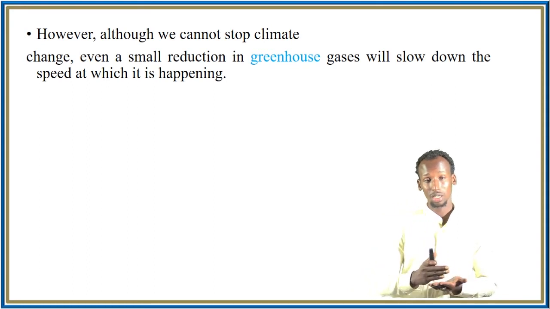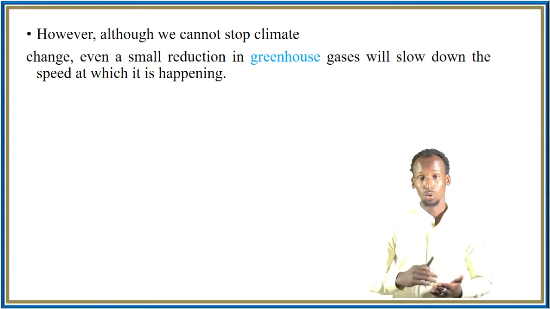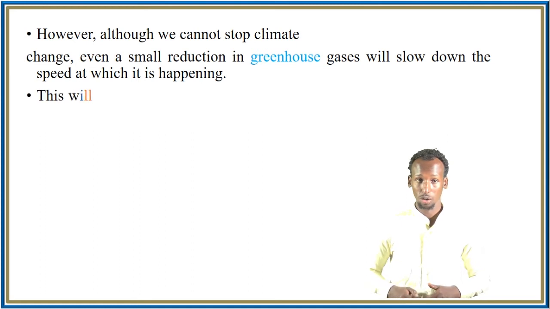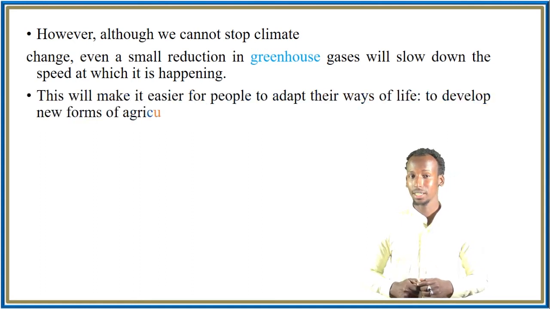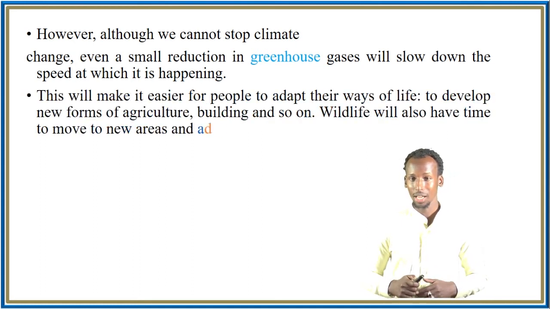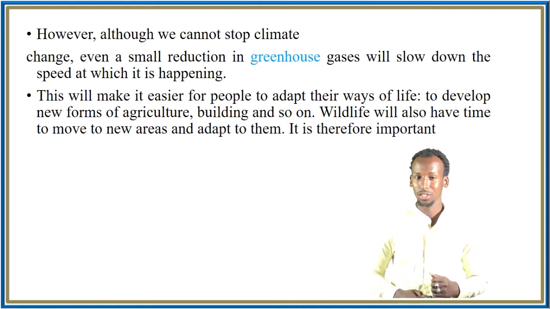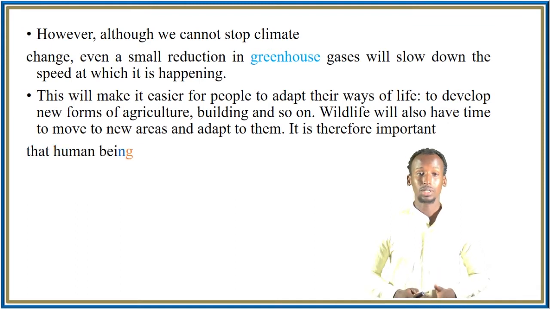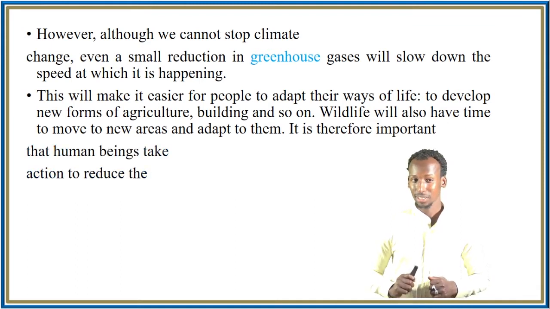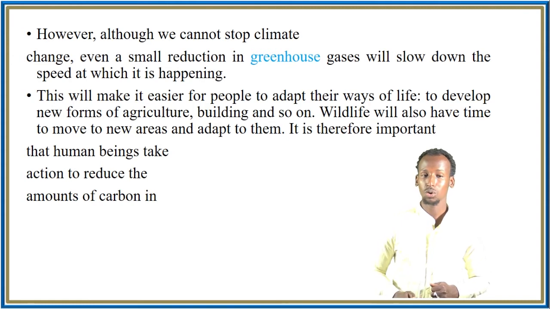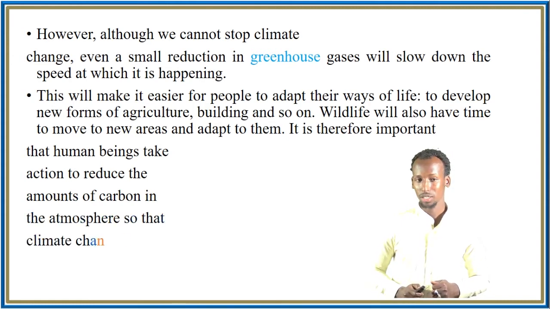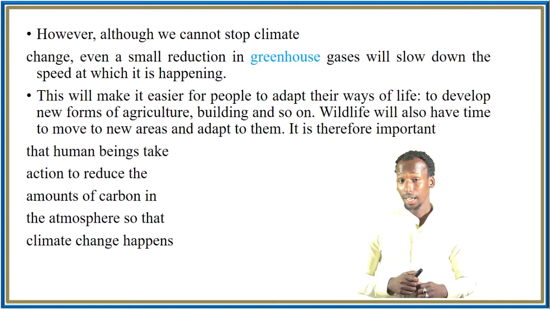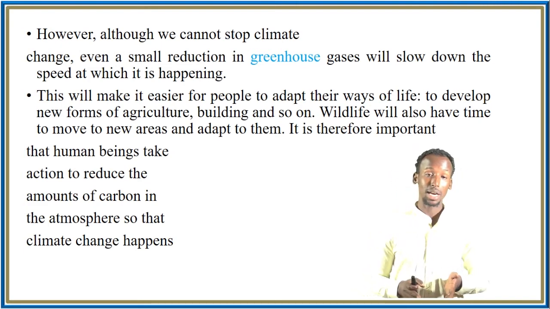This will make it easier for people to adapt their ways of life, to develop new forms of agriculture, building and so on. Wildlife will also have time to move to new areas and adapt to them. It is therefore important that human beings take action to reduce the amount of carbon in the atmosphere so that climate change happens more slowly.